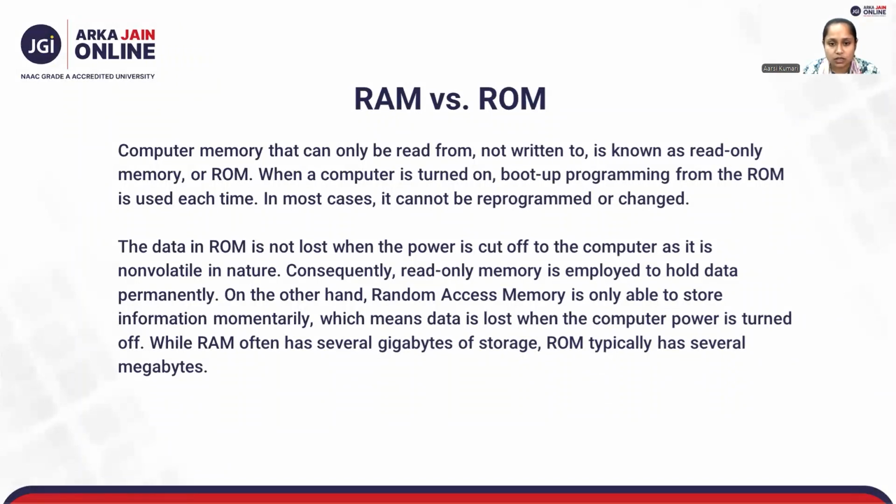The data in ROM is not lost when the power is cut off to the computer, as it is non-volatile in nature. Consequently, read-only memory is employed to hold data permanently. On the other hand, random access memory is only able to store information momentarily, which means data is lost when the computer power is turned off. While RAM often has several gigabytes of storage, ROM typically has several megabytes.